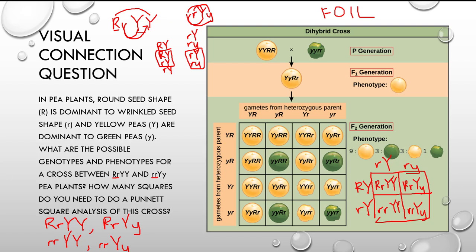As far as the phenotypes, we can look at what that means. So big R, little r means round. Okay, so this is round. And then yellow. So both of these are round and yellow. So round yellow. Round yellow. And then this one is wrinkled yellow. These guys down here are wrinkled yellow.